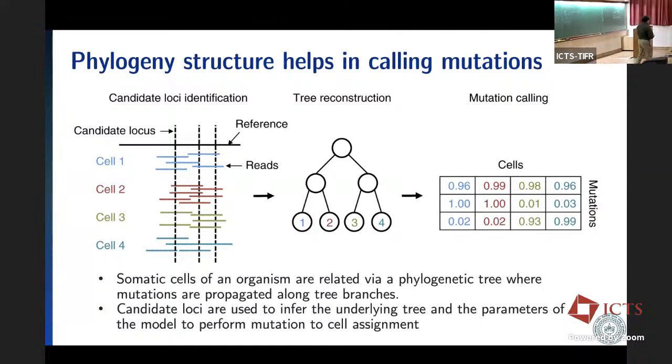So the tree structure is basically giving us more support for a mutation. It is basically saying that if there are two cells with very similar mutation profiles, then they should be together in the tree. And at the same time, it will give us more support in terms of distinguishing the mutations from artifacts, right? So that's what they utilized.